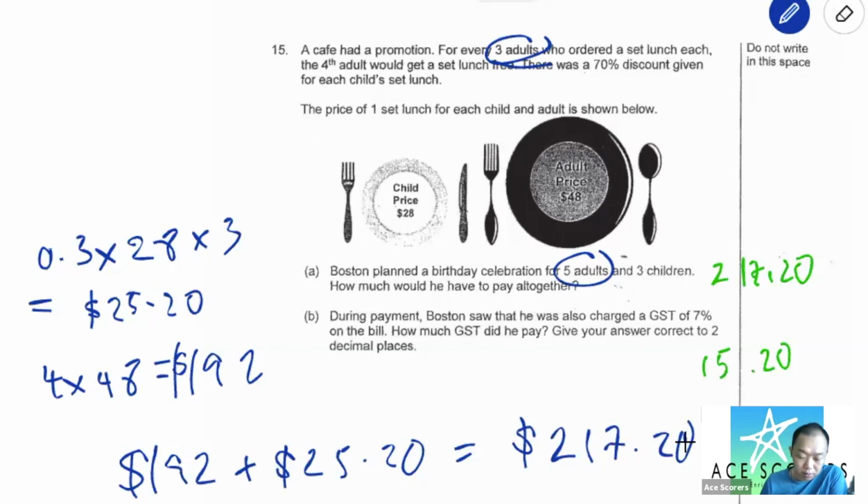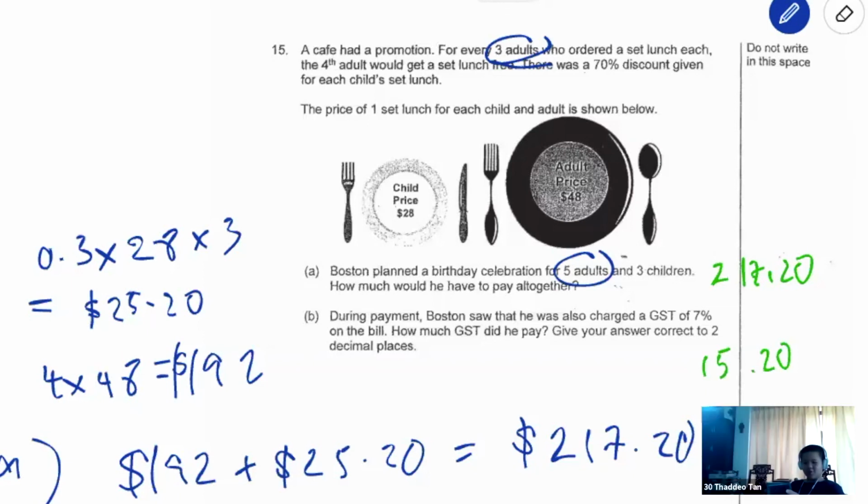So for part B, during payment, Boston saw that he was charged a GST of 7%. How much GST did he pay? So $15.20. Yeah, so 7 over 100 times. This is part A, part B. This is an easy question. How come you get the easy question wrong? I was so used to doing the difficult questions. Difficult correct, easy wrong, like that will fail, you know. Because 80% is easy questions, you know. You get the 80% wrong, what die?